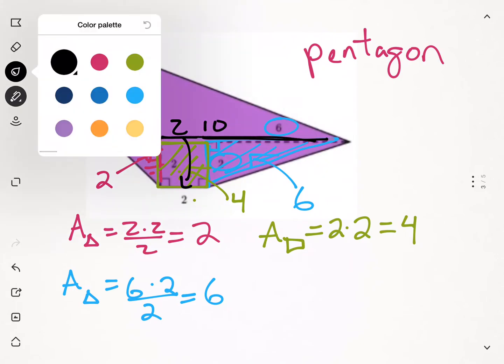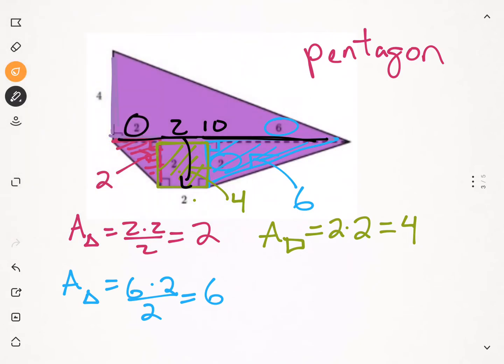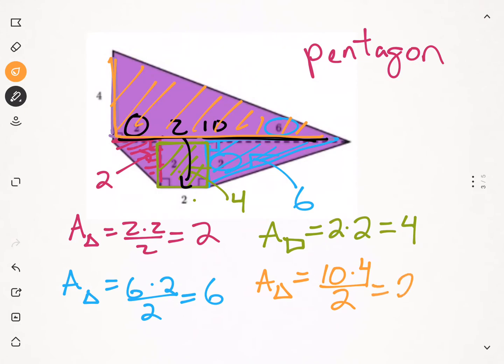So that triangle, actually I'm going to use orange, a little easier to see. The height is 4, the base is 10. So the area of that orange triangle is 10 times 4, which is 40. Always divide by 2 for triangles, so 20.